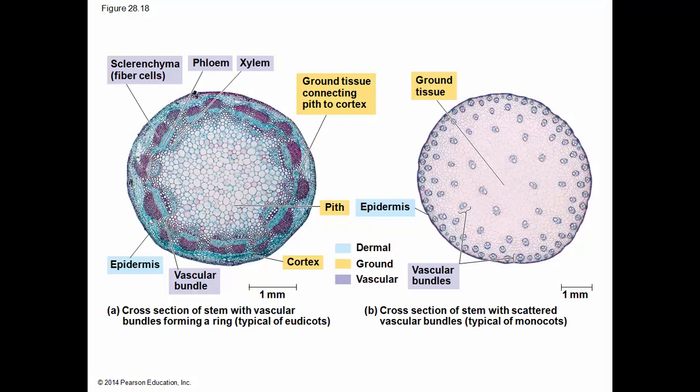You should be able to recognize everything here: the xylem and the phloem, the vascular bundles, the sclerenchyma, the fiber cells, the ground tissue connecting the pith to the cortex, the pith, the cortex, the vascular bundle, the epidermis. All these different parts you should be able to recognize and understand, because we've gone through this in this lecture. So this is just a review of the material that we've already covered.